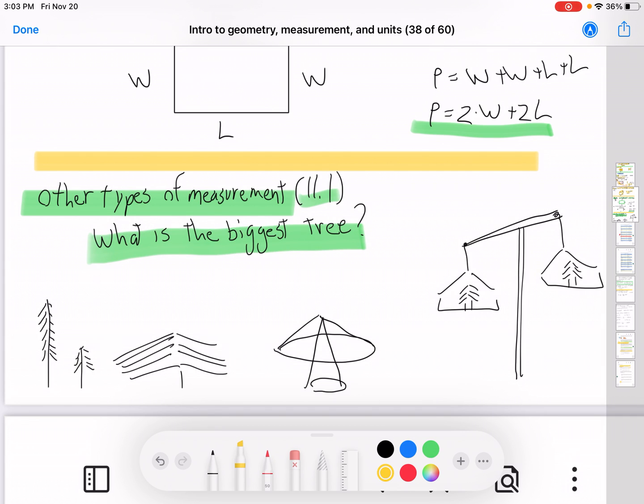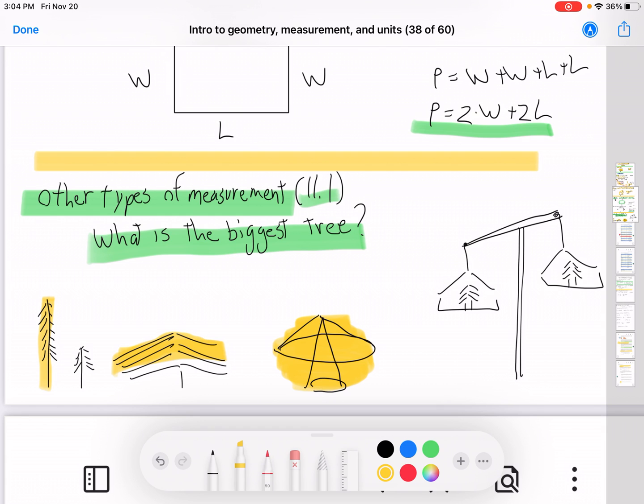And it brings to mind lots of things. They discuss how, well, do you mean by biggest tree the tree that is the tallest? Because you could have a really tall, narrow tree. Or do they mean the tree that is the widest? Or do they mean the tree that's not necessarily the tallest or the widest, but maybe has the most volume?